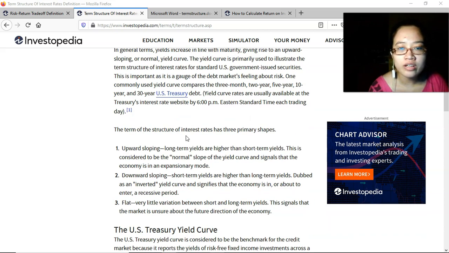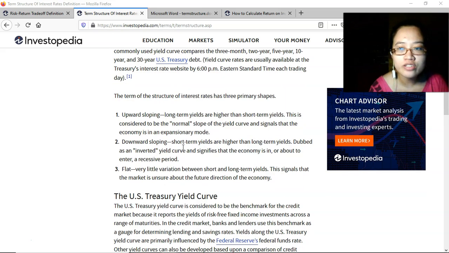The term structure of interest rates has three primary shapes. Upward sloping: long-term yields are higher than short-term yields. This is considered to be the normal slope of the yield curve and signals that the economy is in an expansionary mode. Okay. Downward sloping: short-term yields are higher than long-term yields, dubbed as an inverted yield curve, and signifies that the economy is in or about to enter a recessive period.